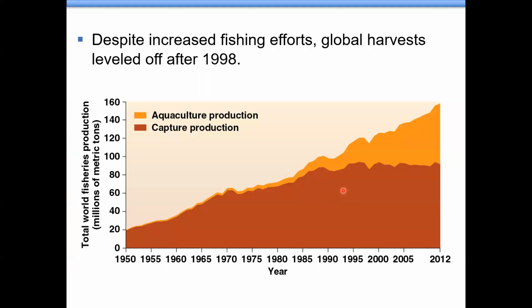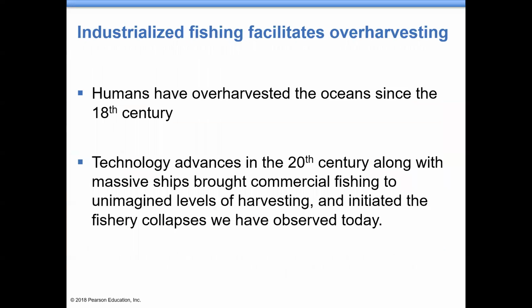So even though it's been 30 years since 1990, we've improved technology. We now have really advanced GPS units, sonar that can help us find the fish, catch them more easily. You could see we've not actually been harvesting more fish since the 90s. And this is primarily because of industrialized fishing.